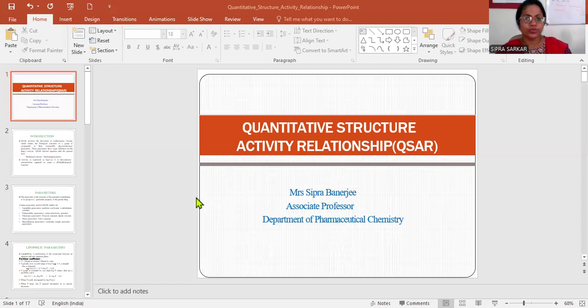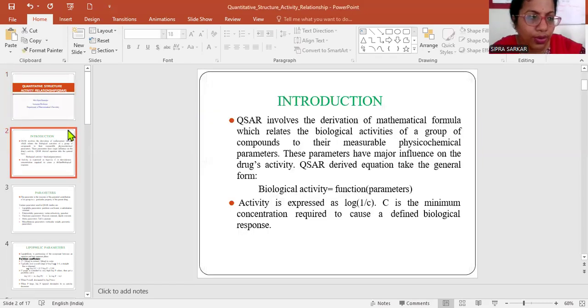Okay. Next, going to the slides. So the introduction, which I have already explained. QSAR involves the derivation of a mathematical formula which relates the biological activities of a group of compounds to their measurable physicochemical parameters. These parameters have a major influence on the drug's activity.